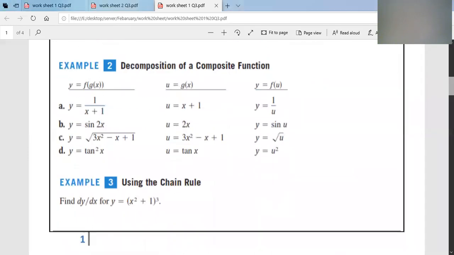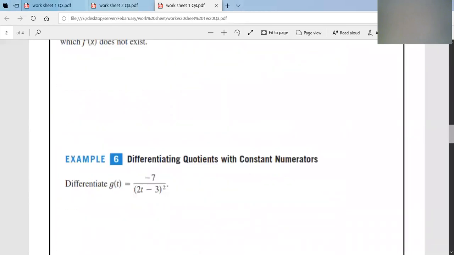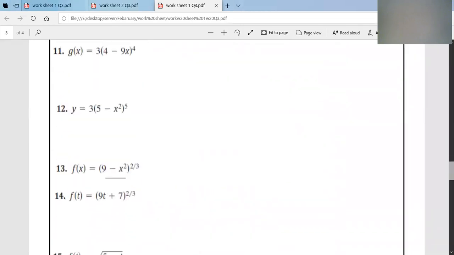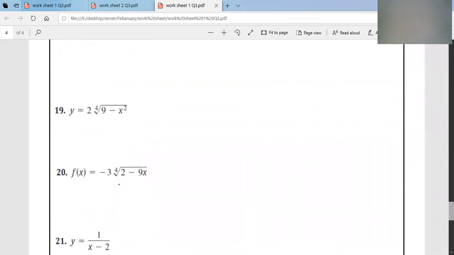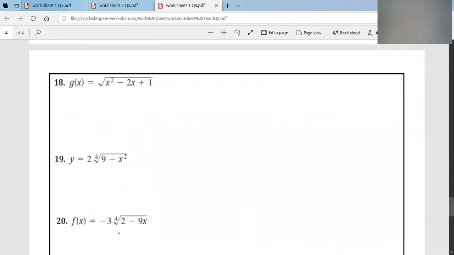Look with me here. I think we solved all of these. I'd like to remind you, when we find the derivative of a composite function, we can use any one of the two ways, using the chain rule or using the general power rule. Look here, and let's solve page number 4 in worksheet 1.